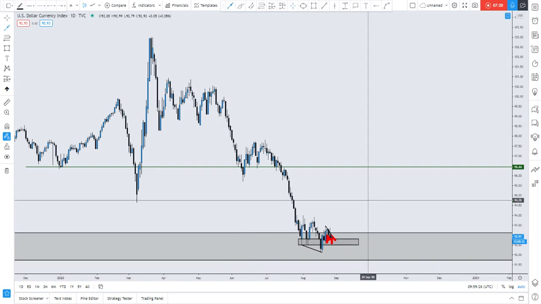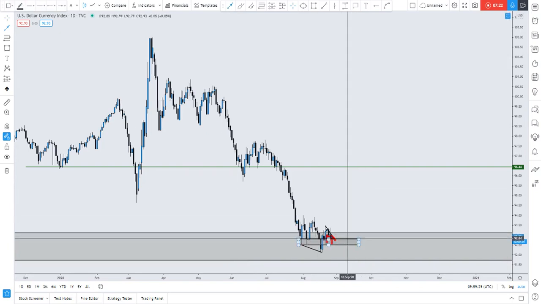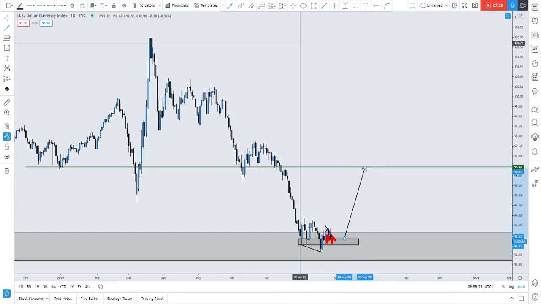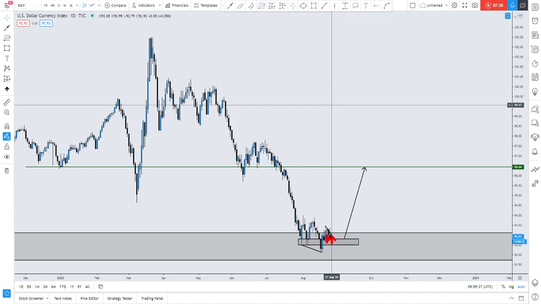I'll look to go long back to this significant area of structure right here, which is the neckline of the W pattern. So that is my bias to go long on DXY.